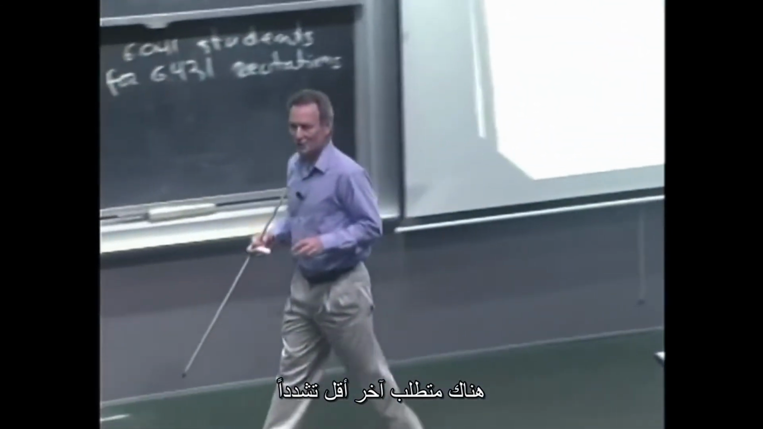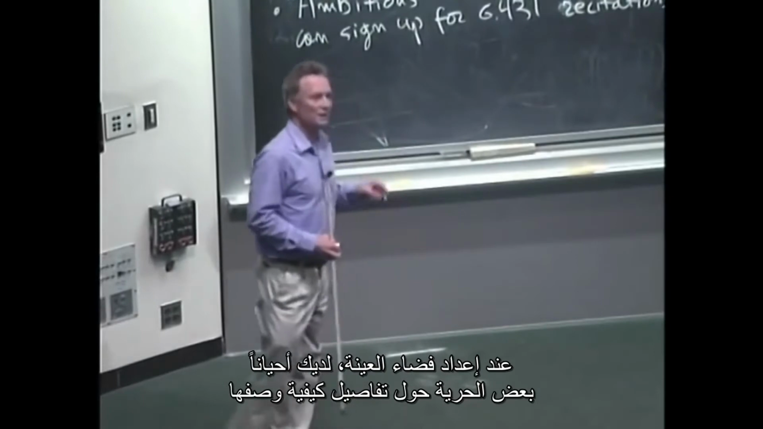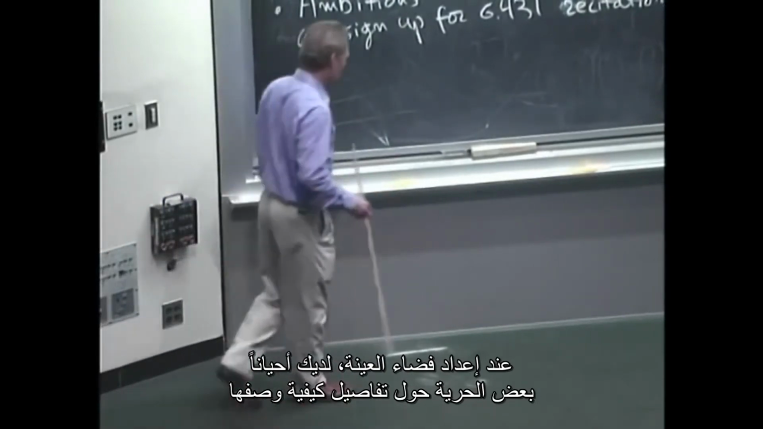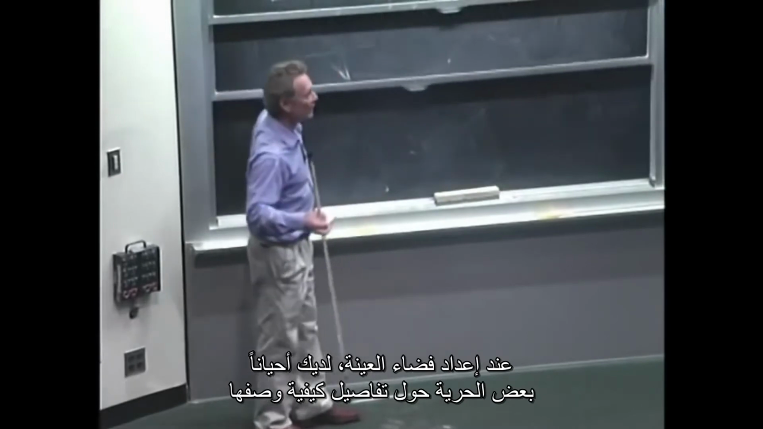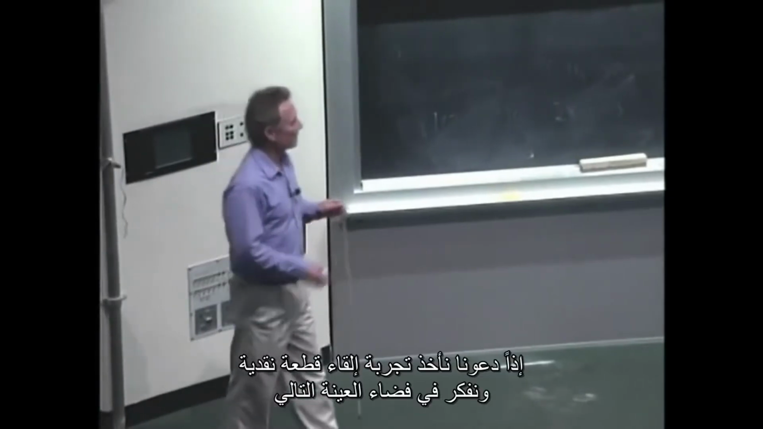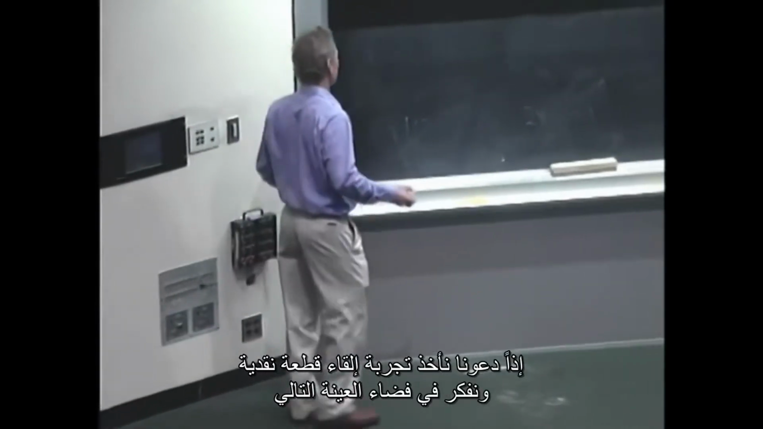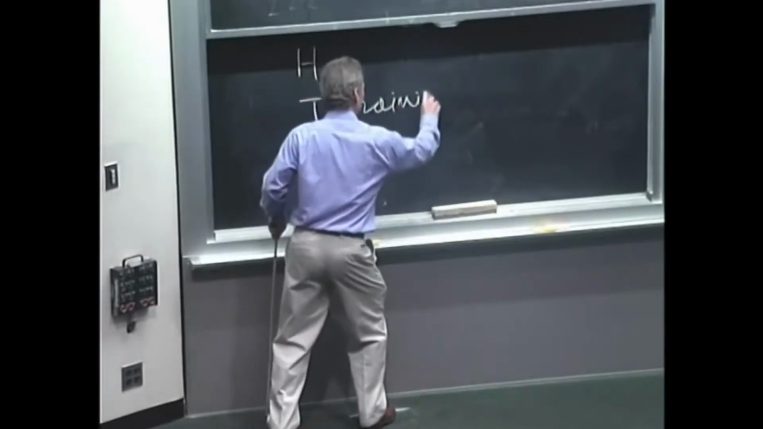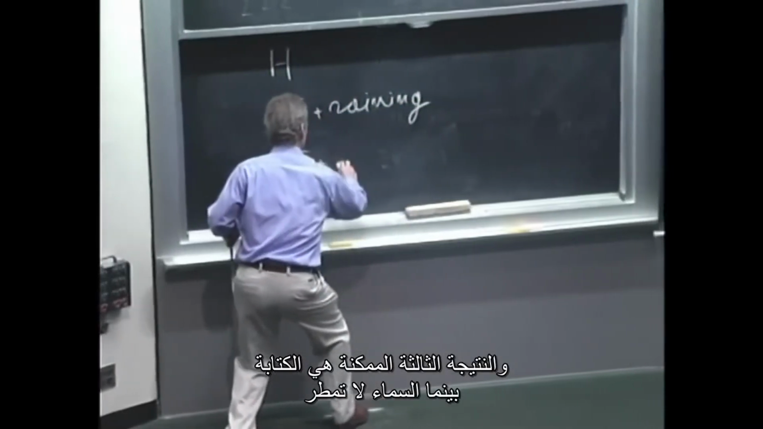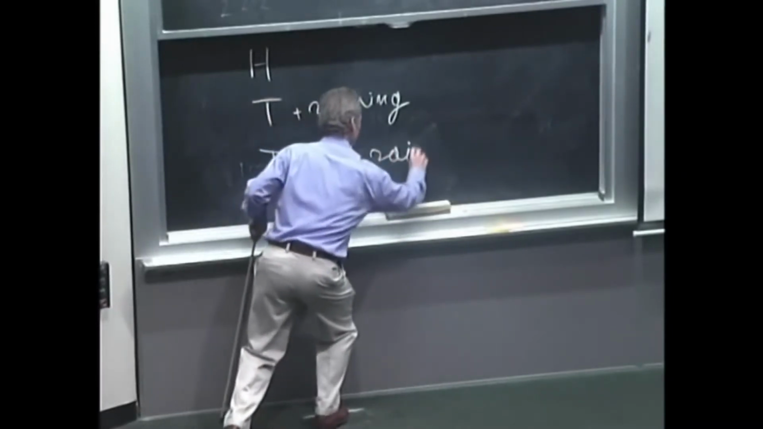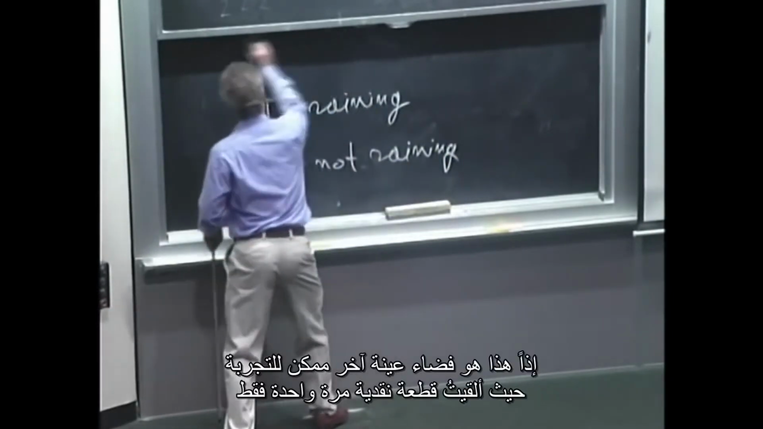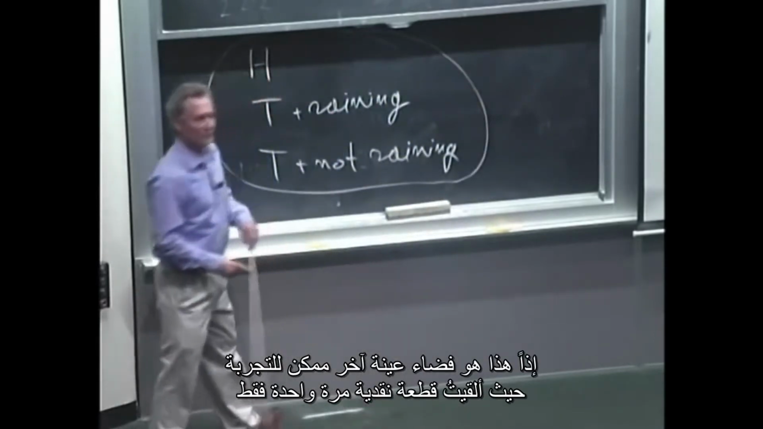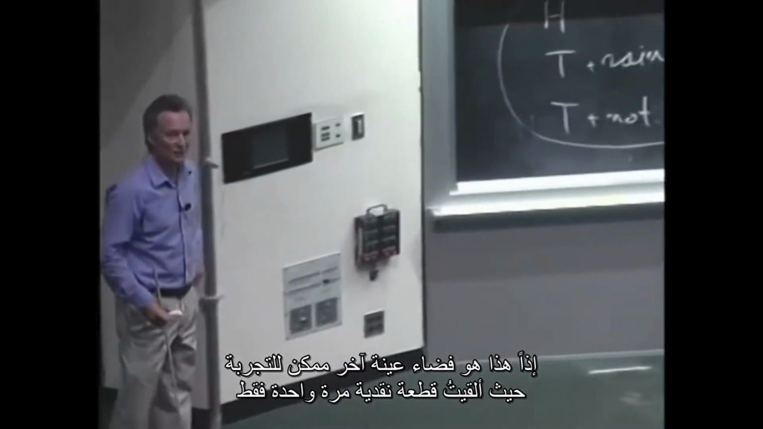There's another requirement which is a little more loose. When you set up your sample space, sometimes you do have some freedom about the details of how you're going to describe it. And the question is, how much detail are you going to include? Let's take this coin flipping experiment and think of the following sample space. One possible outcome is heads. A second possible outcome is tails, and it's raining. And the third possible outcome is tails, and it's not raining. So this is another possible sample space for the experiment where I flip a coin just once.